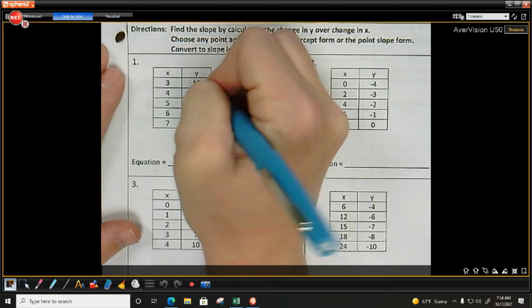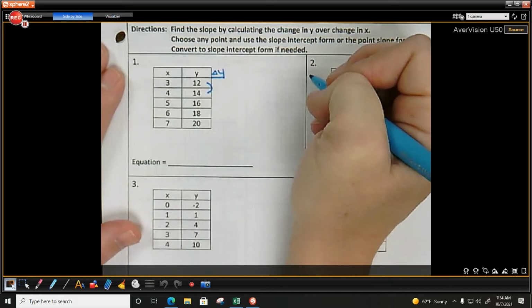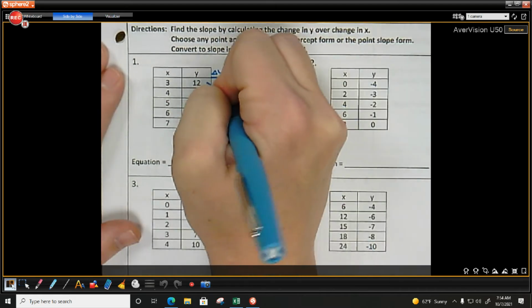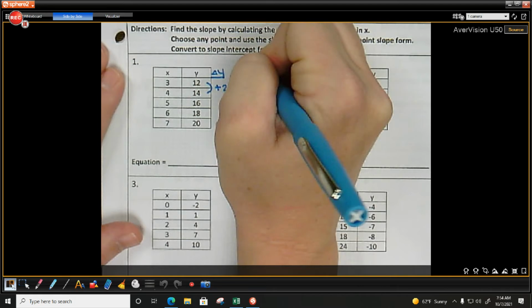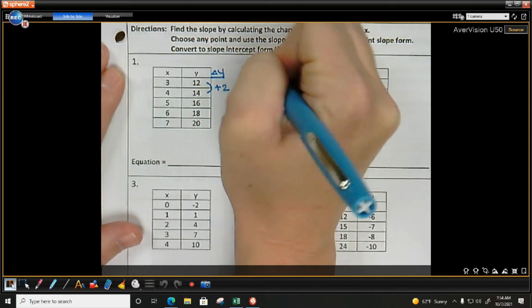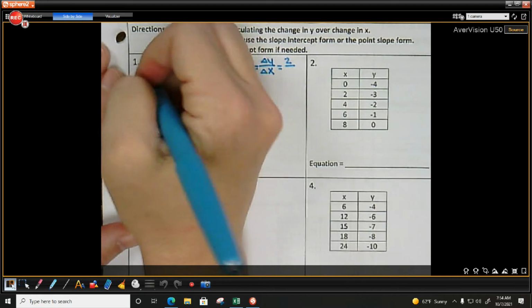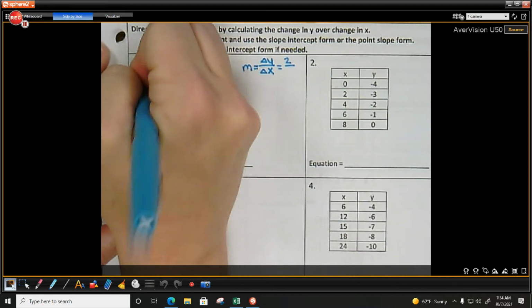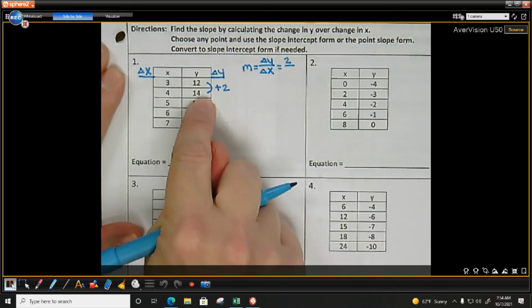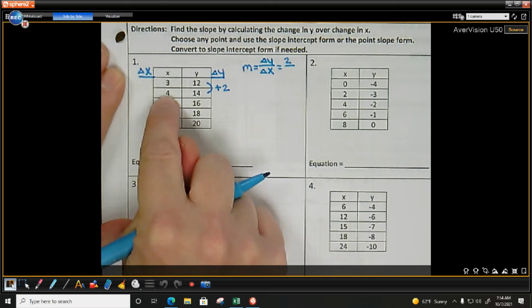So I can find my change in y. How do you get from 12 to 14? Plus 2. So my m is going to be change in y over change in x. So 2 over, now let's find our change in x. We need to use the same 2 points. So how do I get from 3 to 4? Plus 1.